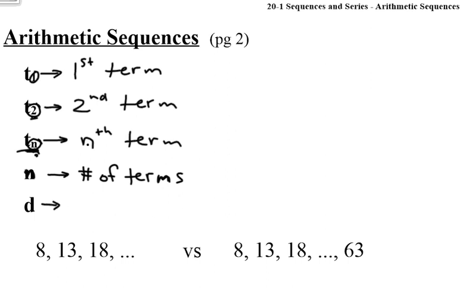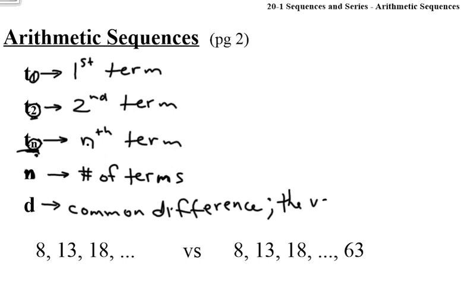And d is what we call the common difference. The common difference is the value each term increases by, or the value the terms increase or decrease by. So that becomes a really important value when we're talking arithmetic sequences.